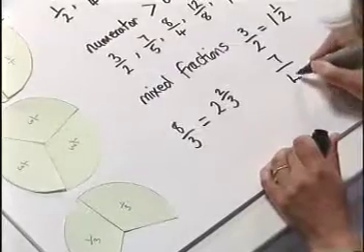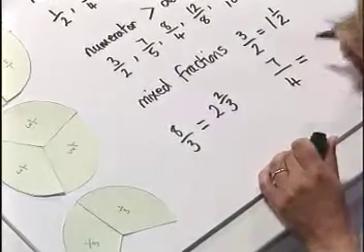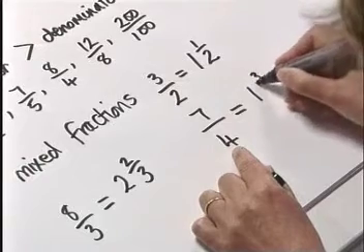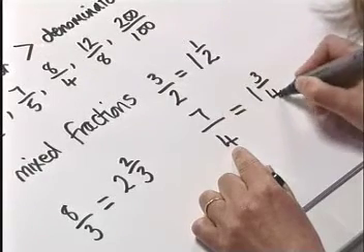Let's look at one more. Let's say we had 7/4. Now, we know that there are 4 quarters in each whole one. So we see how many 4s go into 7. Well, that's 1, and we've got 3 left over. So we've got 1 3/4.